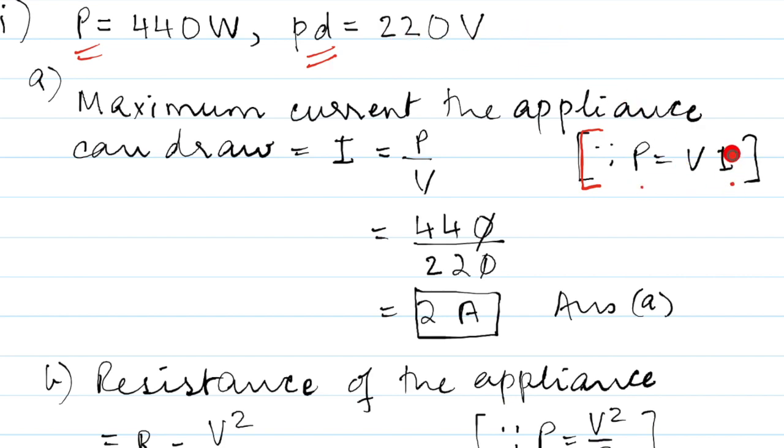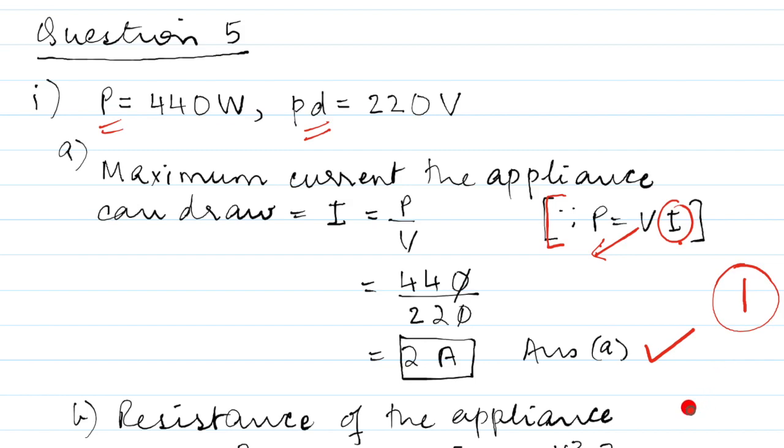P is equal to VI. So I will be equal to P upon V, since V comes here. So we substitute and get the answer, that is 2 ampere. Okay, so this is your answer 1. So this is for 1 mark.